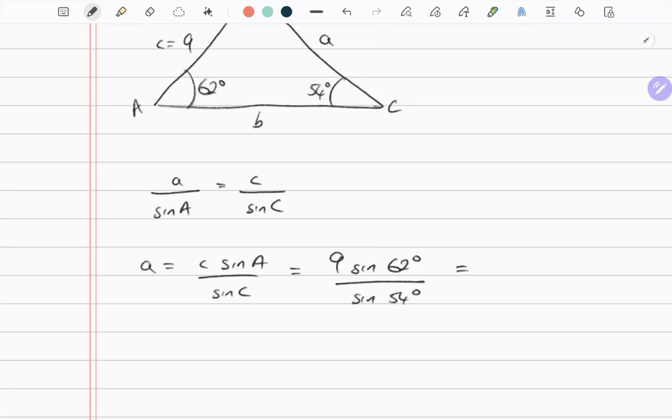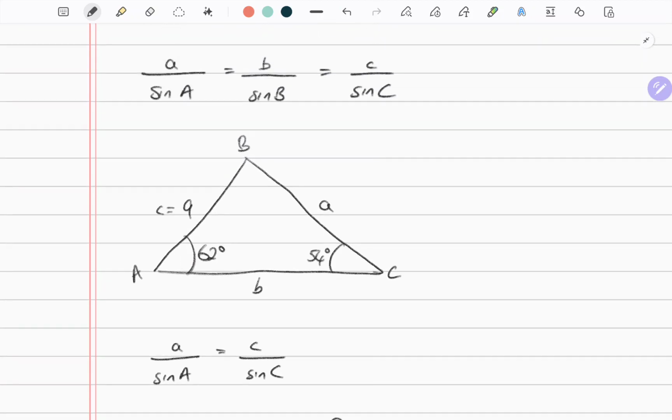Now if you plug that into a calculator, remember you have to have it set on degrees. It's very easy to confuse degrees with radians, depends on what you're working on. That will give us 9.822 and so on. So let's say 9.8, which is one decimal place, but also two significant figures because these angles are given to two significant figures, so we'll work with that.